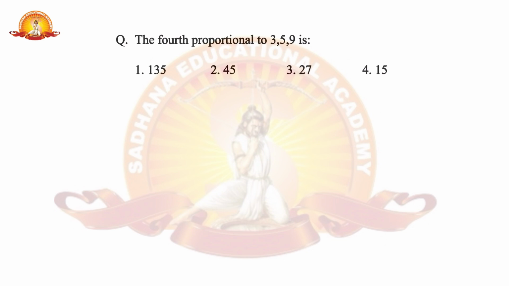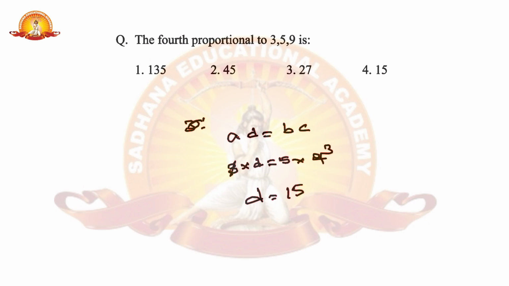The fourth proportional to the given numbers 3, 5 and 9. Let us take product of extremes is equal to product of means, so AD = BC. Here A is given as 3, D is to be found, B is given as 5 and C is given as 9. 3 times cancelling 9 gives 3 times. Therefore, D is equal to 15. Fourth option is the correct answer.